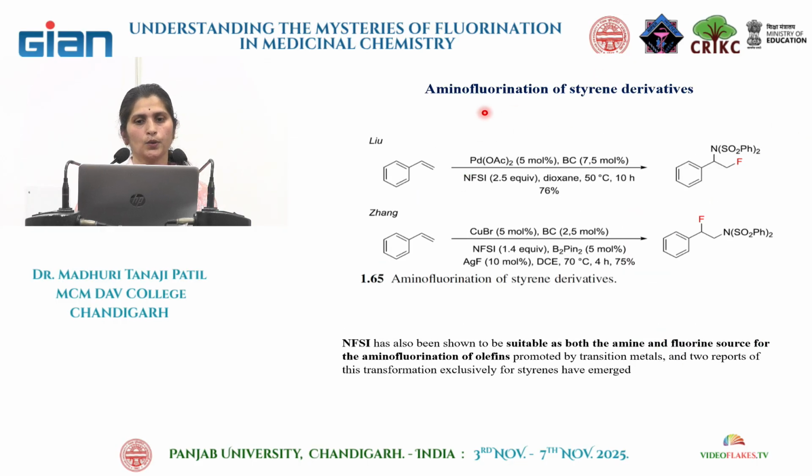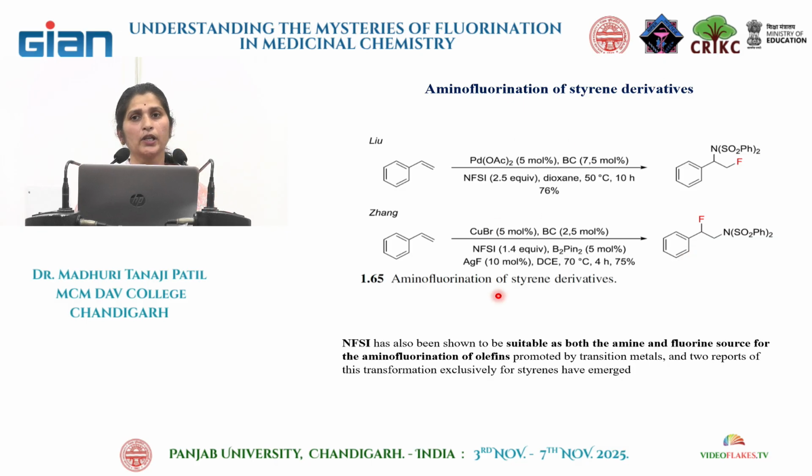Now you can do aminofluorination, meaning if you have an alkene, you can do an addition reaction, and you can have this amino group here and fluorine group here. Again, if you use a palladium catalyst, you will get this kind of compound, so the regiochemistry will be different. If you use copper bromide, it will give a compound like this.